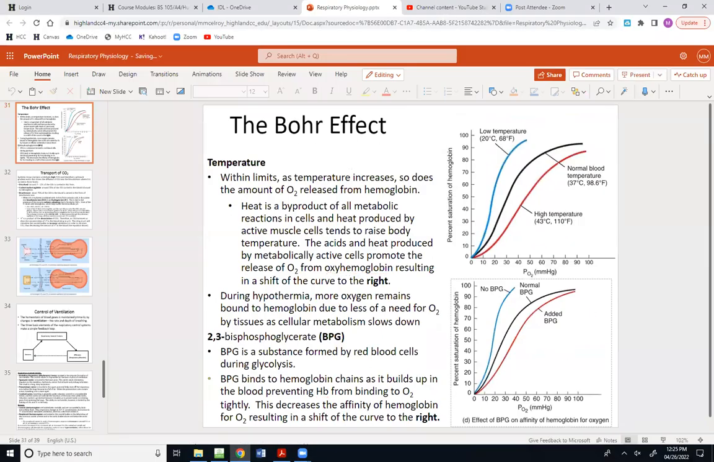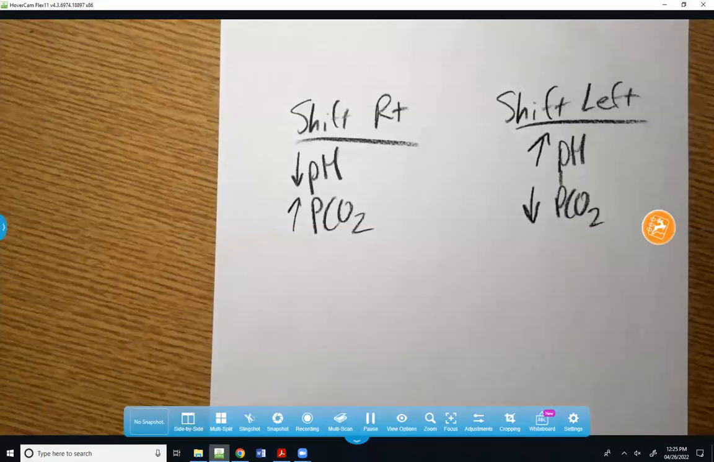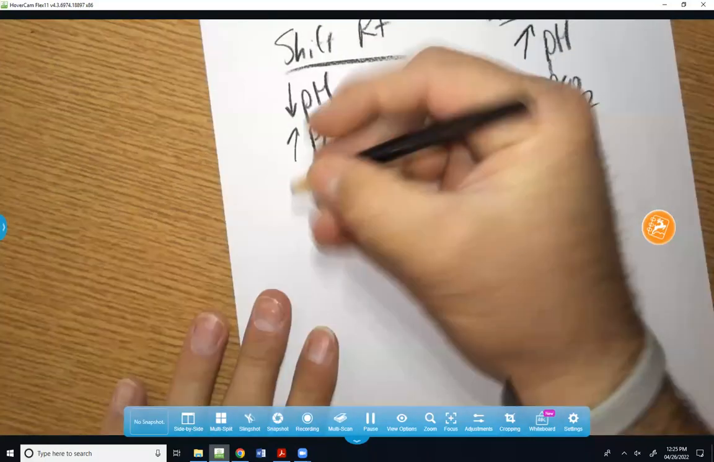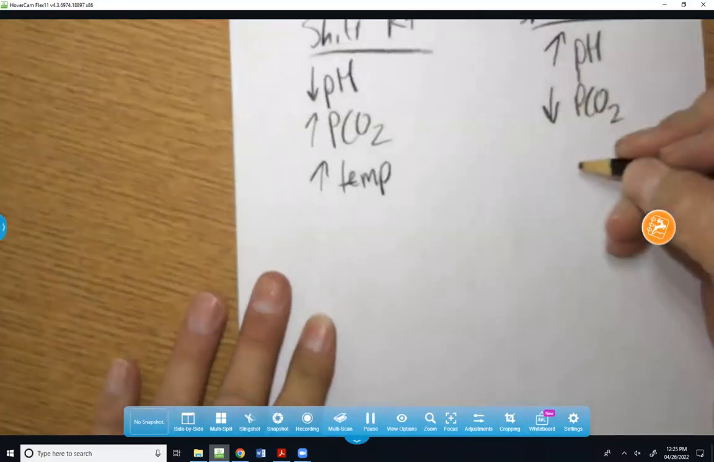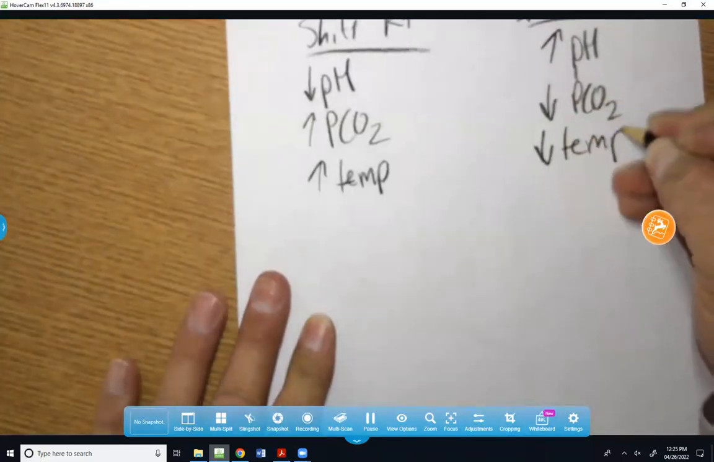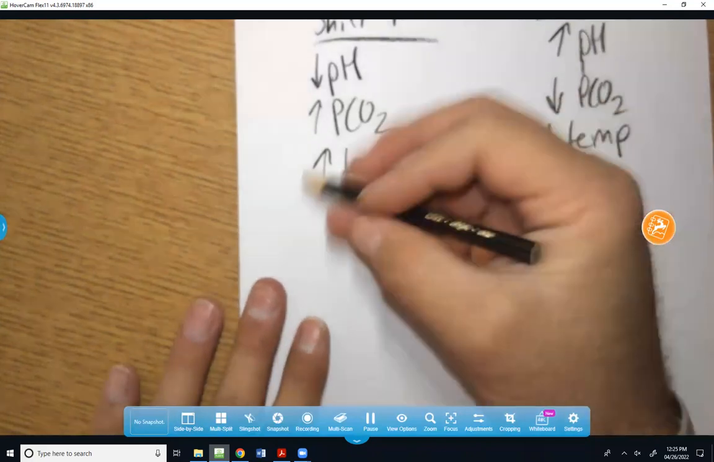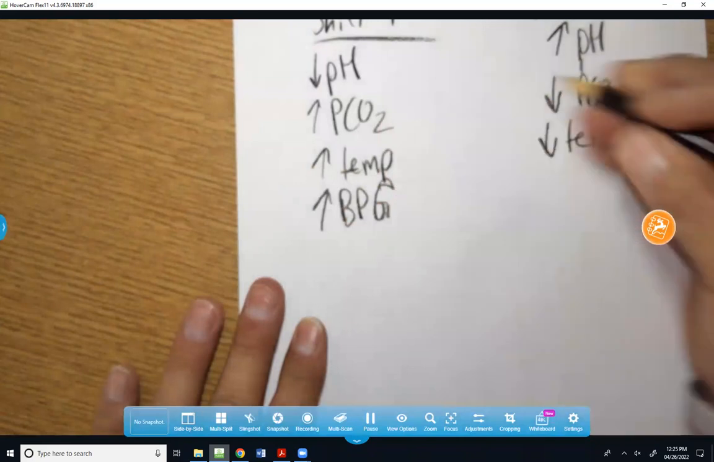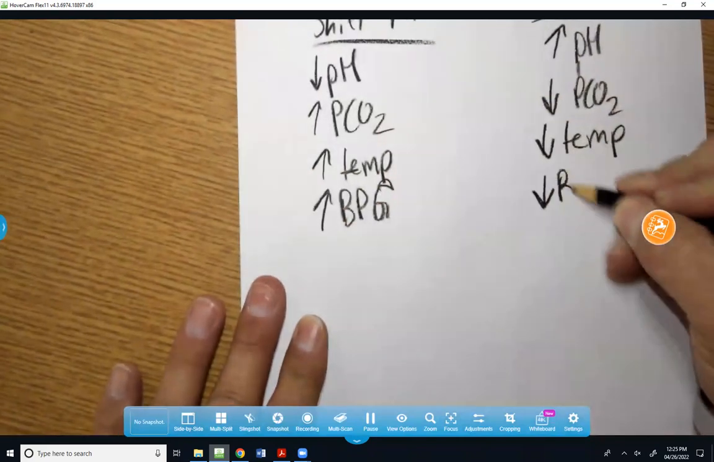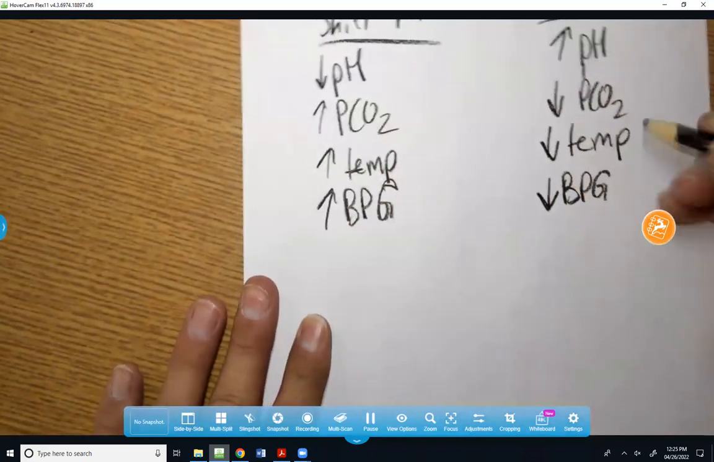So if we switch over, add increased body temperature, decreased body temperature, increased BPG, decreased BPG.